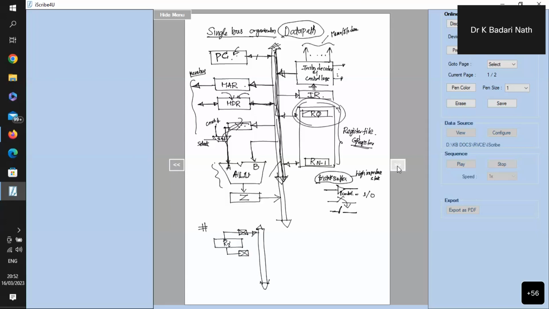So I'll put one more buffer. I'll just give a connection to here. It can be a buffer or a multiplexer. We will see that; you can implement it by both methods. Now, these buffers are activated by a control signal.